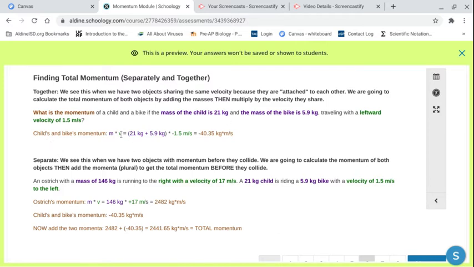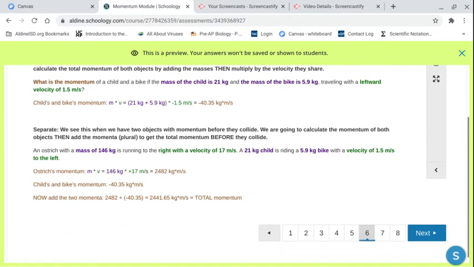So for the child and the bike, we have mass, which is M and it's purple, and we're adding the masses multiplied by the negative 1.5 velocity, and we get negative 40.35. That is the total momentum of the child and the bike. Okay, they are one in this case.